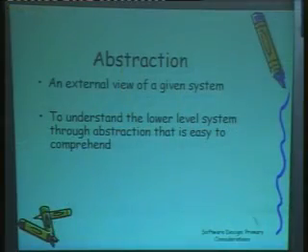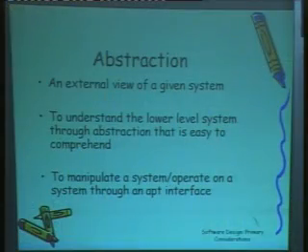So the user's abstraction is different. The person who actually builds the microwave, his abstractions may be different. So the principle of abstraction has to be applied for different roles. To understand a lower level system through an abstraction that is easy to comprehend is very important. Any system, if it is seen from an abstraction point of view, that is the external view of the system, you can understand the system well. Not only understand, but also for manipulation, an abstraction is important.